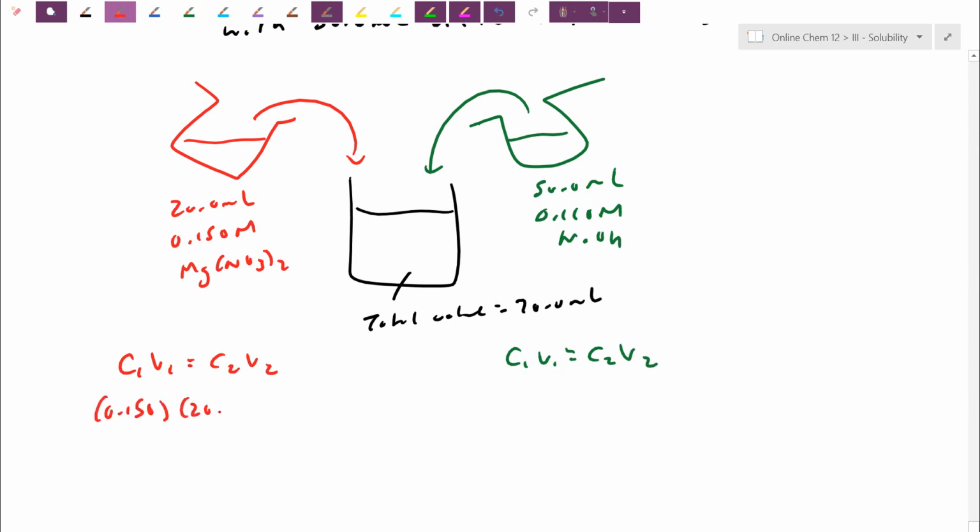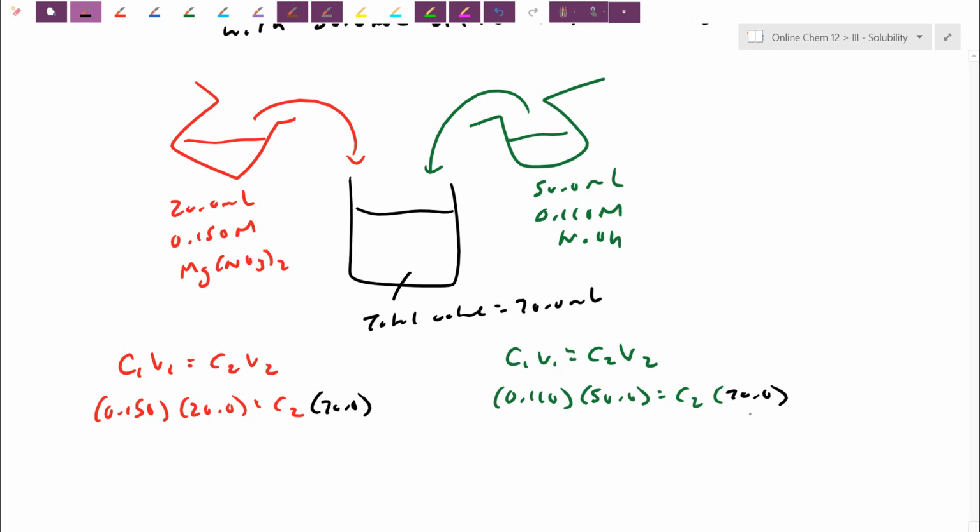0.150, volume is 20. What's the new C2 if my final volume is actually 70? On the other side here, we have concentration 0.110, volume is 50.0. What's the new C2 given my final volume again is 70? So let's just do the dilution. This is one added feature. If you do a mixing question, you have to do a dilution.